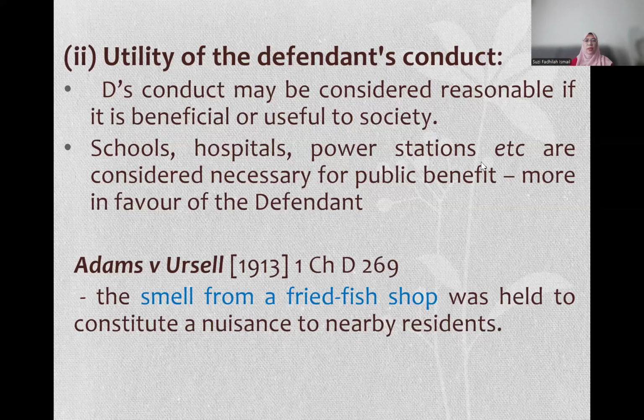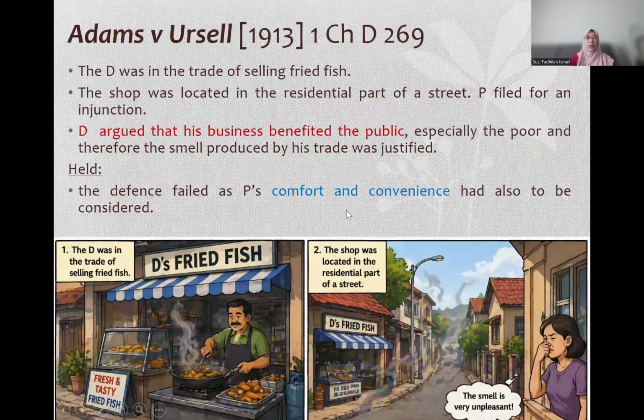The first case is a common law case in 1913, very old, Adams and Ursel. It involves smell, so this is in relation to comfort, amenity. Smell from a fried fish shop. The court held that it constitutes a nuisance to nearby residents. So we have the full facts here.